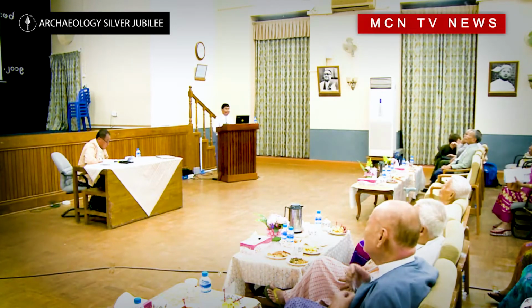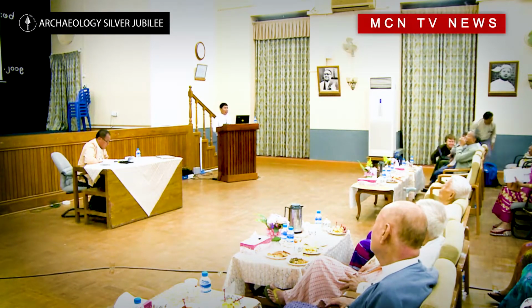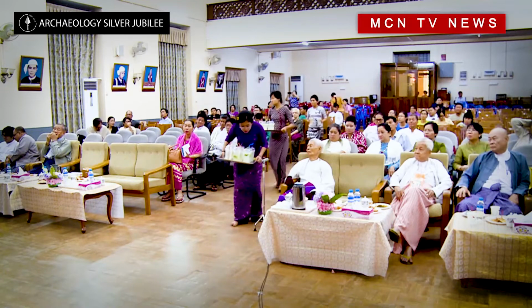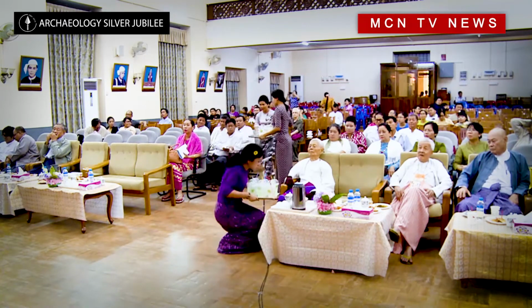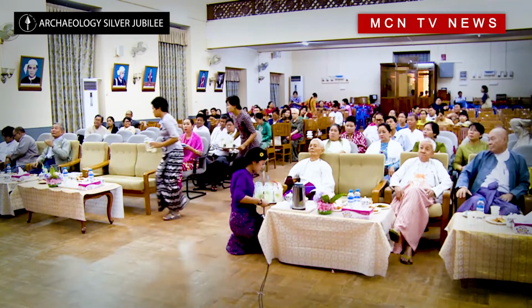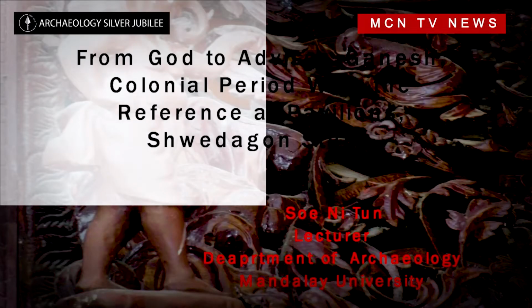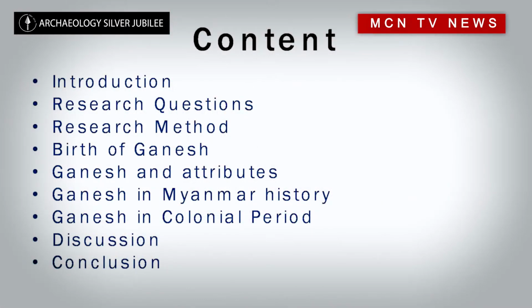That's the first part of my presentation, the introduction. Ganesh is one of the major gods in Hinduism. He is easily recognized by the elephant head. He is also called Vighneshvara, the controller of obstacles, and Gajanana, the elephant head. He is also called Ekadanta. Eka means one, and danta is the tooth. The god who has only one tusk.